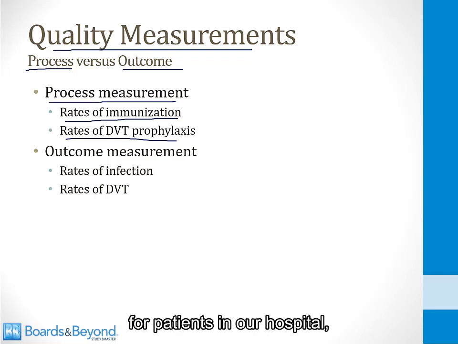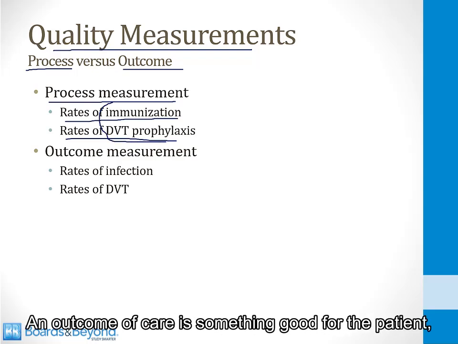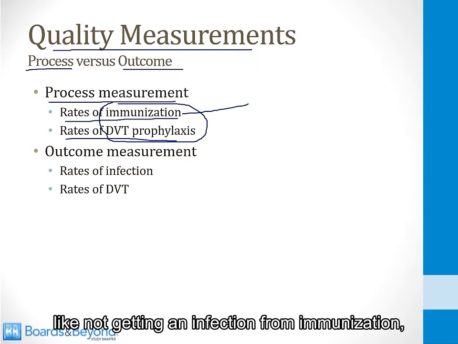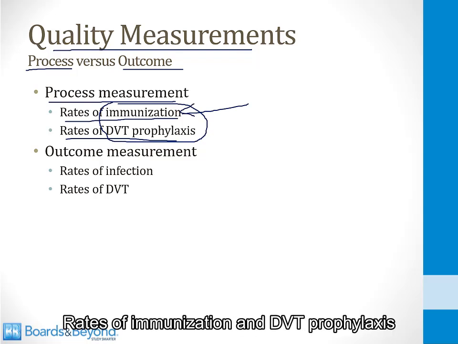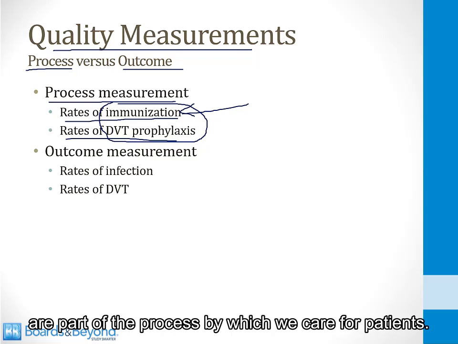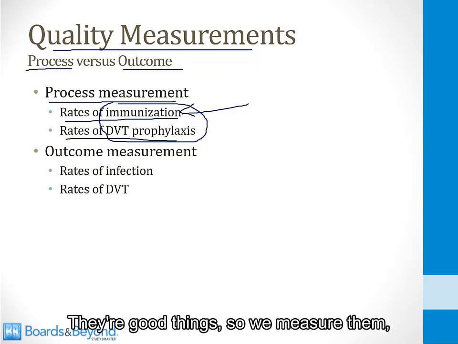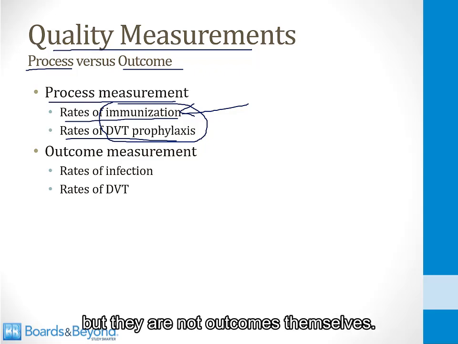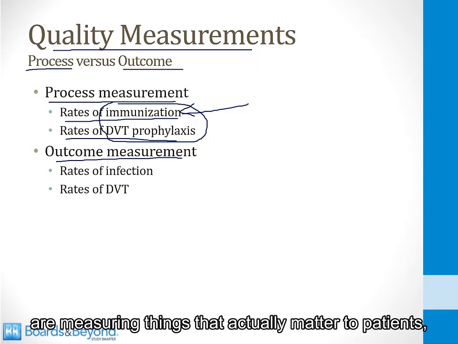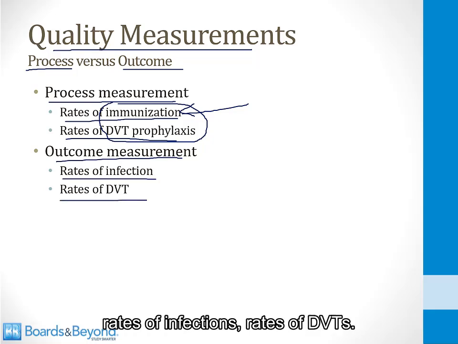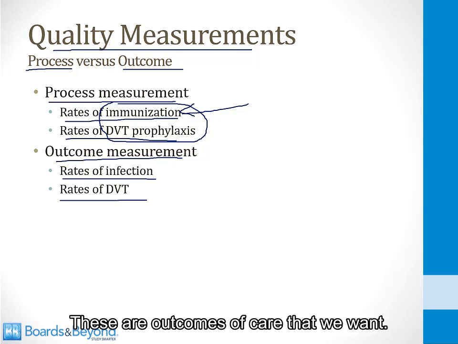for patients in our hospital, these are not outcomes of care. An outcome of care is something good for the patient, like not getting an infection from immunization or not getting a DVT. Rates of immunization and DVT prophylaxis are part of the process by which we care for patients. They're good things, so we measure them, but they are not outcomes themselves. Outcome measurements, on the other hand, are measuring things that actually matter to patients, rates of infections, rates of DVTs. These are outcomes of care that we want.